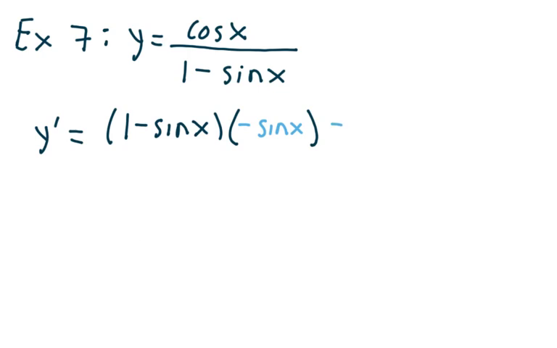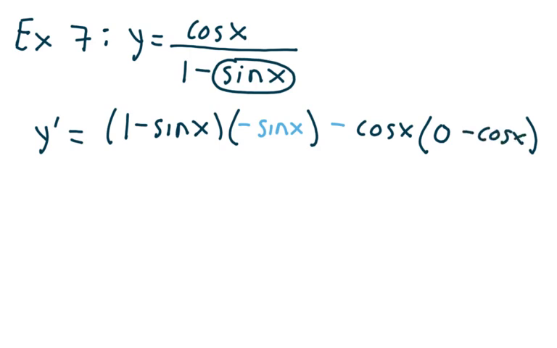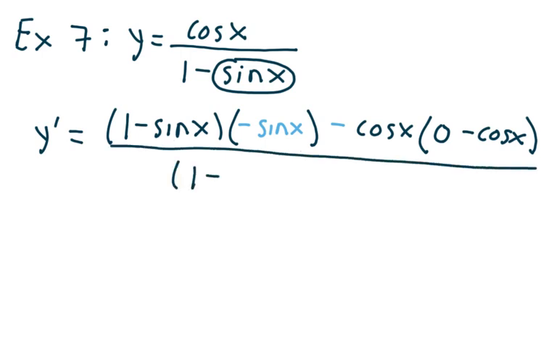We're going to minus, and then we're going to take the top, which is cosine x, and multiply by the derivative of the bottom. Well, the derivative of 1 is 0, okay? The derivative of sine x is cosine x. So we're going to subtract cosine x. And then we're going to divide by 1 minus sine x squared.